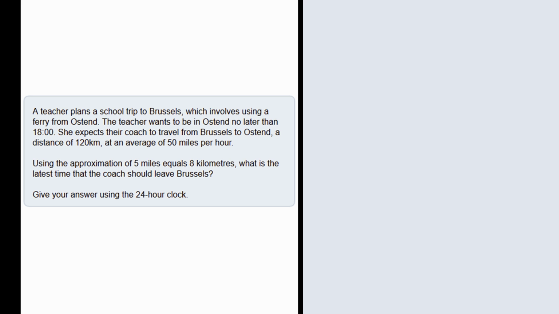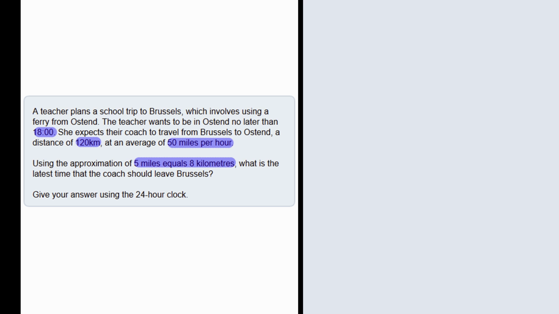In this question, we are asked to find the latest time that the coach should leave Brussels. Now, the key bit of information we are given is that the teacher wants to be there no later than 1800. The distance is 120 kilometres. And the coach will travel at an average speed of 50 miles per hour. We are also given the conversion that 5 miles equals 8 kilometres.